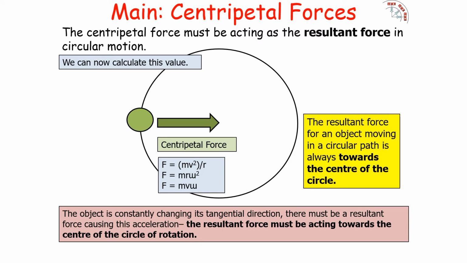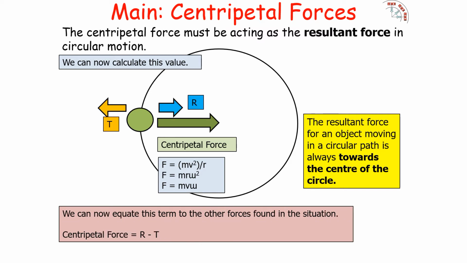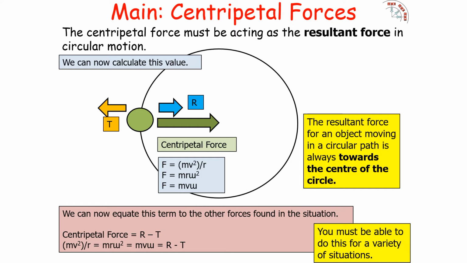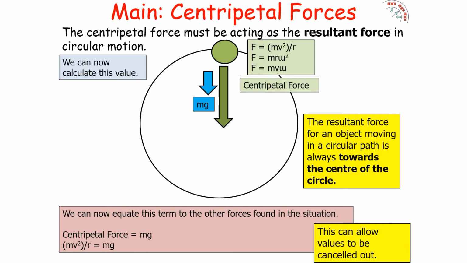Now what we can also say is we can equate it to other forces found in a situation, because the centripetal force is always defined as the resultant force towards the center of the circle. So in this instance we can say the resultant force towards the center of the circle is R minus T. So we can therefore say mv squared over r, or mr omega squared, or mv omega is equal to R minus T, which you can do in a variety of different situations. You can then allow terms to be cancelled through, and then you can work out values.